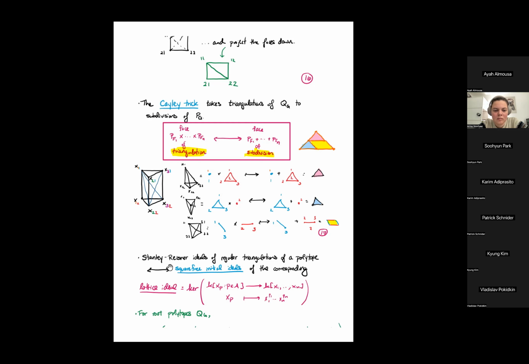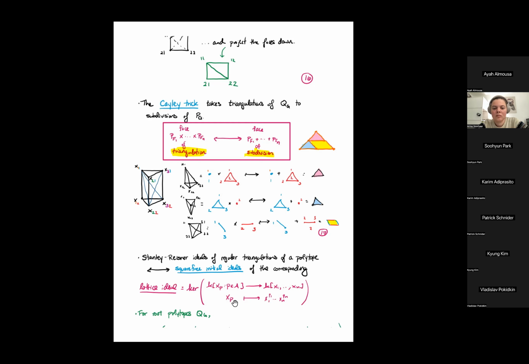And so the Stanley-Reisner ideals of regular triangulations are going to correspond to square-free initial ideals of the corresponding lattice ideal. Okay, so what do I mean here? So again, the regular triangulation is just a simplicial complex. It corresponds to some square-free monomial ideal by the Stanley-Reisner correspondence. And what Sturmfels showed in the early 90s is that you can see this triangulation as coming from an initial ideal of the toric ideal that defines your lattice polytope.